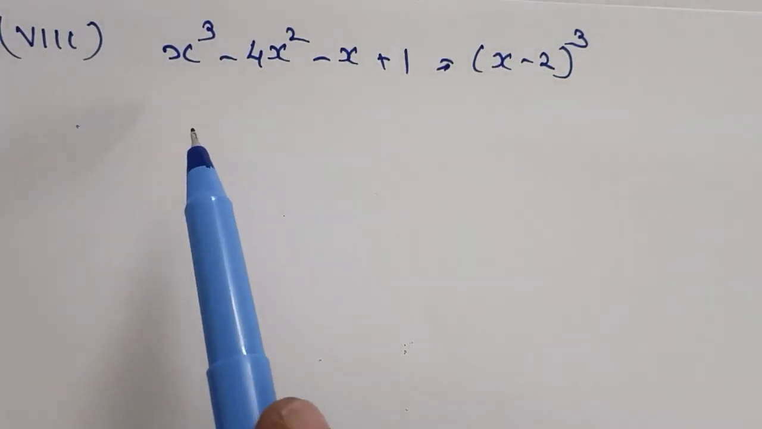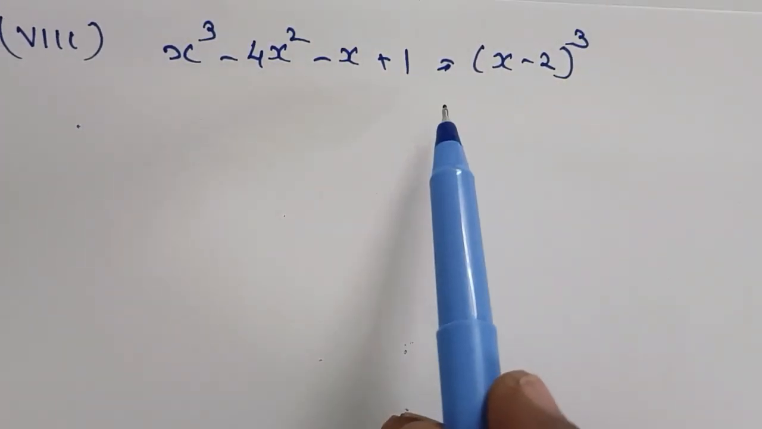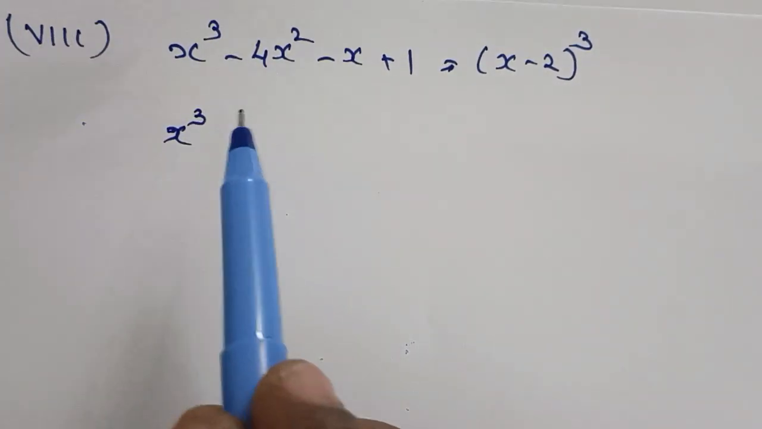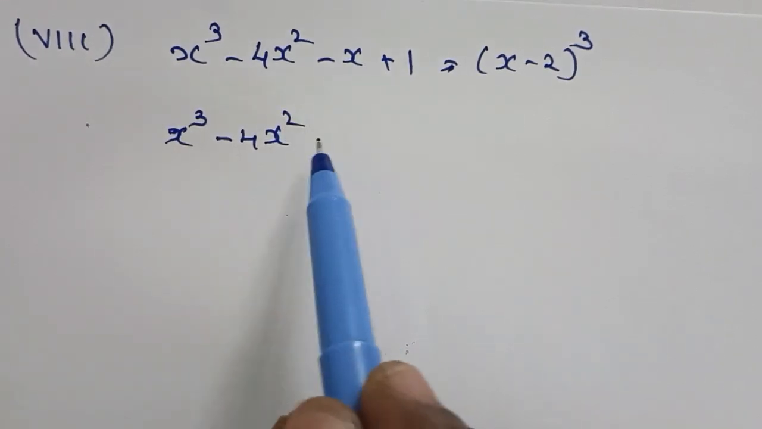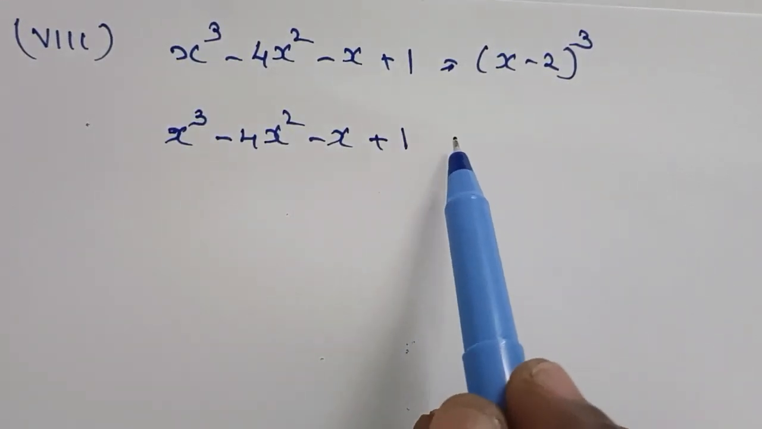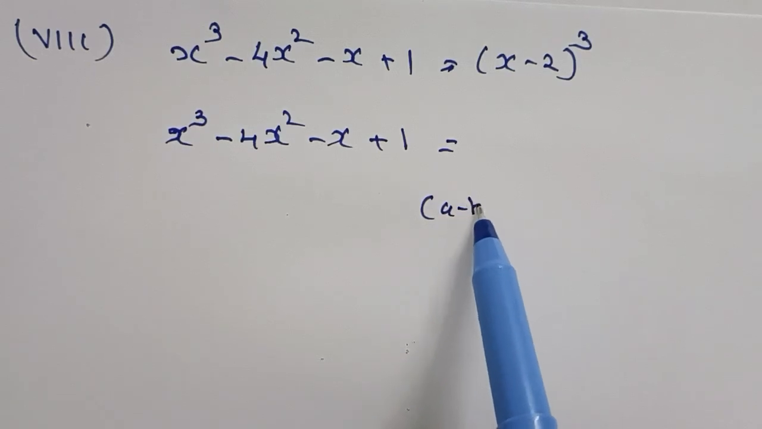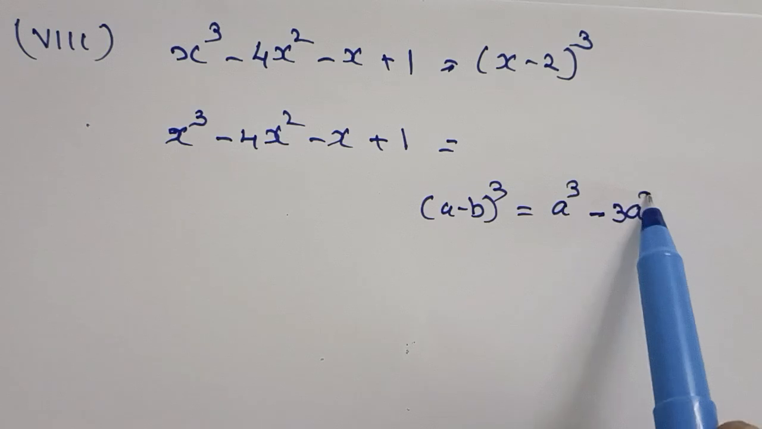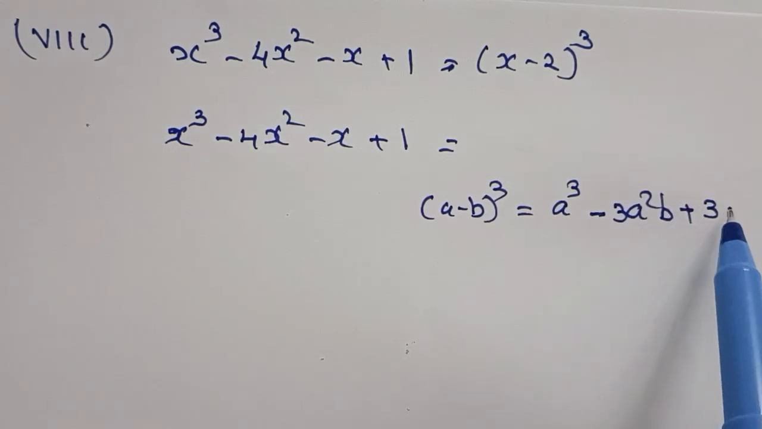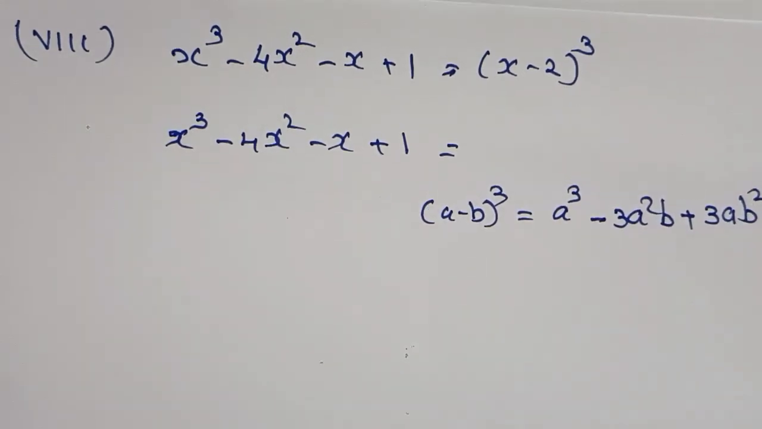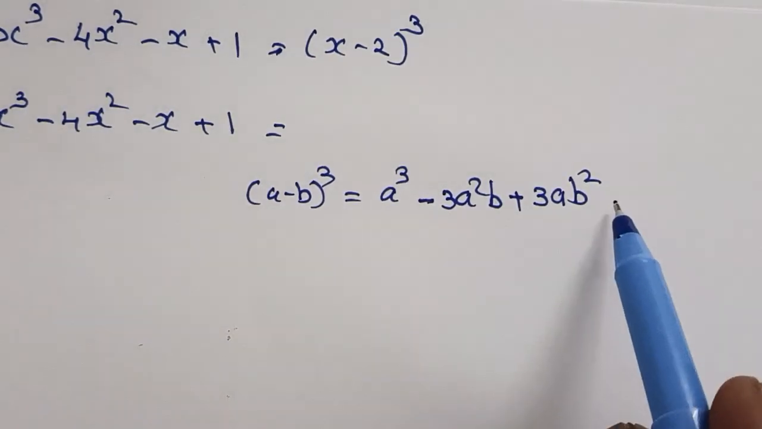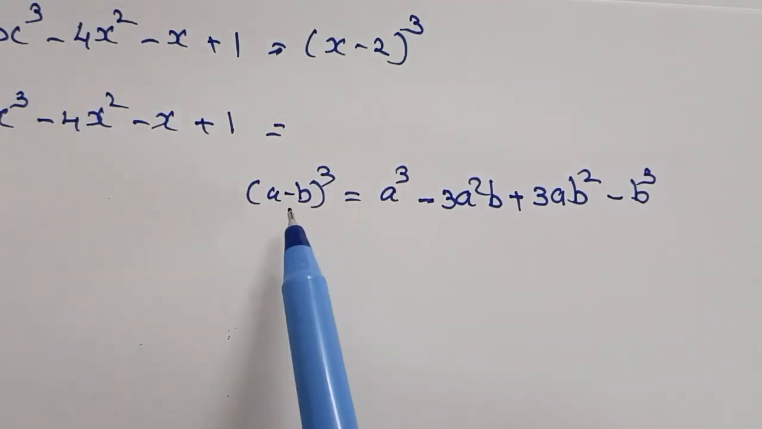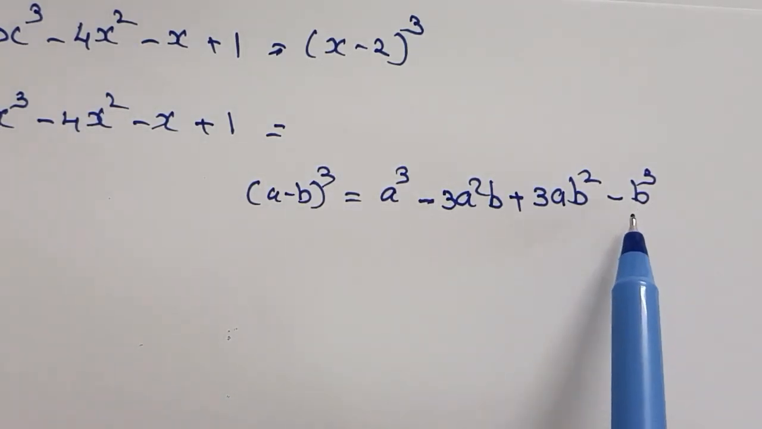Eighth question: x cube minus 4x square minus x plus 1 equal to (x minus 2) the whole cube. LHS it is same, that is x cube minus 4x square minus x plus 1. In RHS, we have to use the identity (a minus b) the whole cube equal to a cube minus 3a square b plus 3ab square minus b cube. These two terms are minus 3a square b and minus b cube.